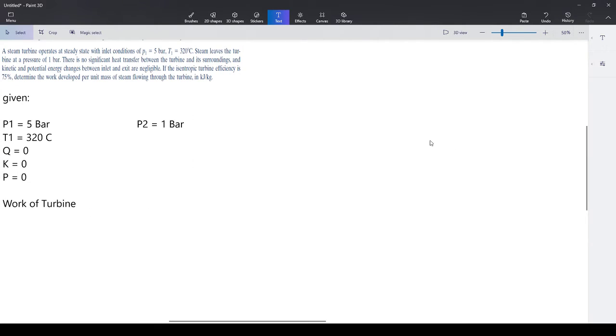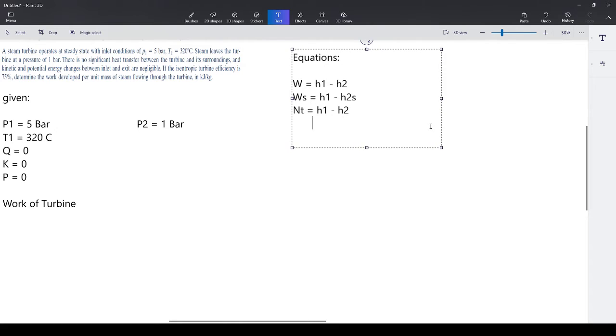That is our goal. So to do that, though, let's go ahead and write some equations out. These would be the first things you do, equations. One equation you should probably know is that work is equal to H1 minus H2. Or work S is equal to H1 minus H2S. So these are two things that we might need to know. And then there's one more thing, which is eta T. So I'm just going to write it as eta T is equal to H1 minus H2 divided by H1 minus H2S. So these are the equations that you might need to know for a question like this.